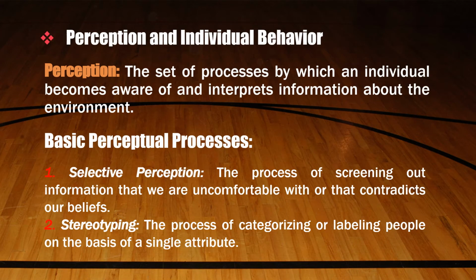Perception and individual behavior. Perception is the set of processes by which an individual becomes aware of and interprets information about the environment. Basic perceptual processes. Selective perception is the process of screening out information that we are uncomfortable with or that contradicts our beliefs. Stereotyping is the process of categorizing or labeling people on the basis of a single attribute.